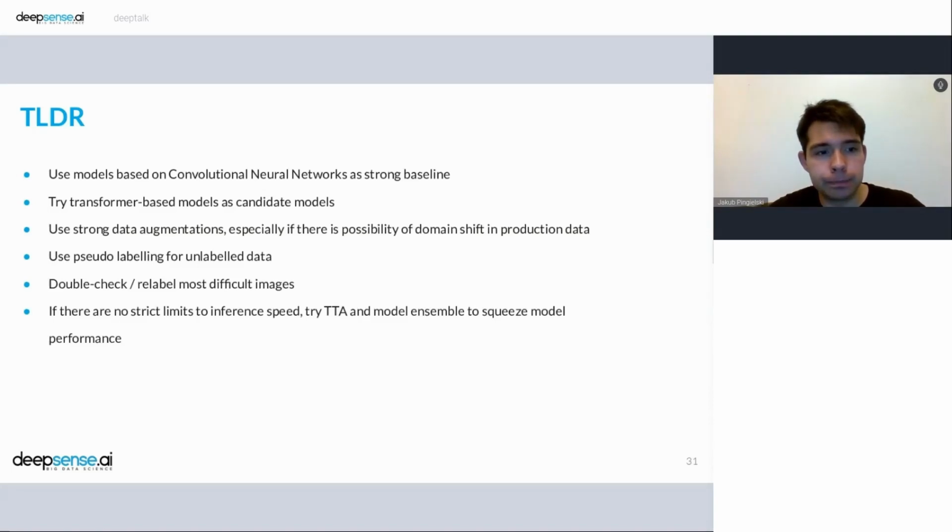And my final recommendation is that if there is no strict limit to the inference speed of your final solution, if your model does not have to work in real time, you might want to try test time augmentations and ensembling different models to squeeze some performance from your model.